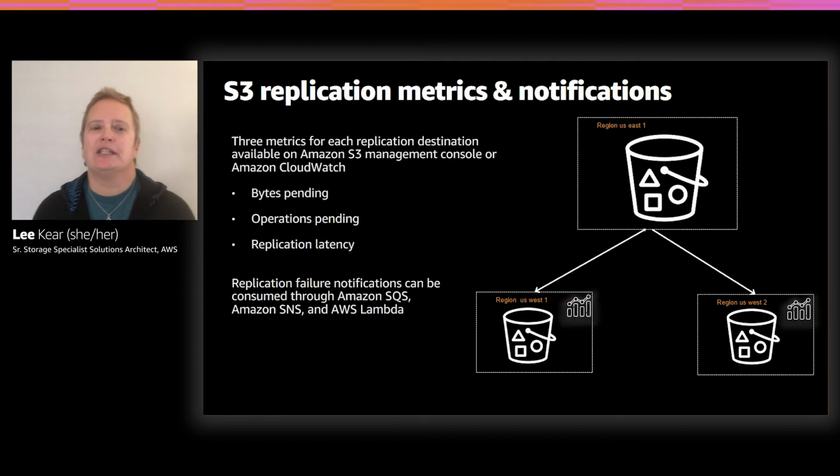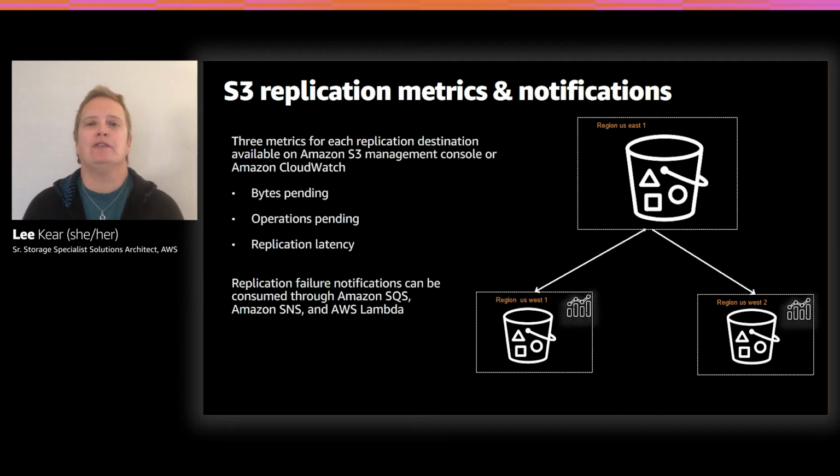Previously, to get S3 replication metrics, you had to turn on replication time control. But now you can enable per destination level metrics and notification for each replication rule without turning on S3 replication time control. You can track bytes pending replication, the number of operations pending replication, and the latency between the source and the destination region for replication. And you can view all of these metrics either in the S3 console or in Amazon CloudWatch.